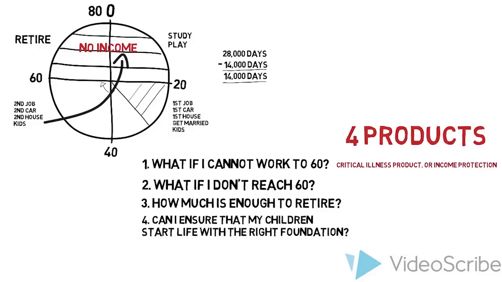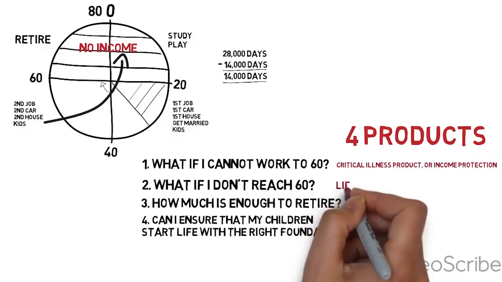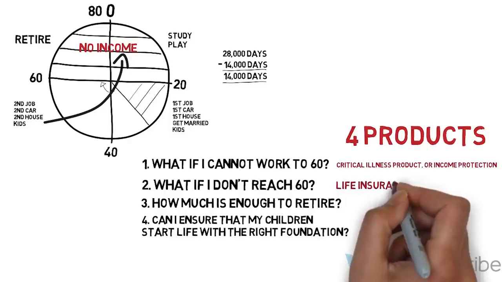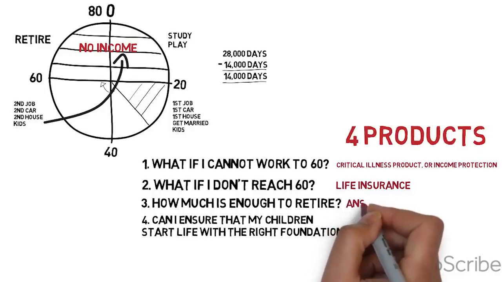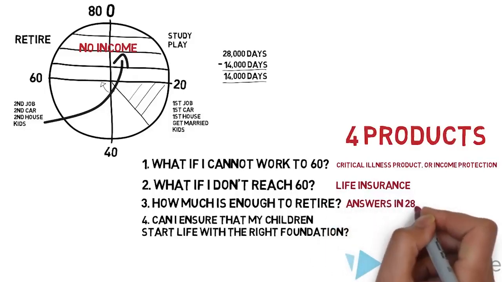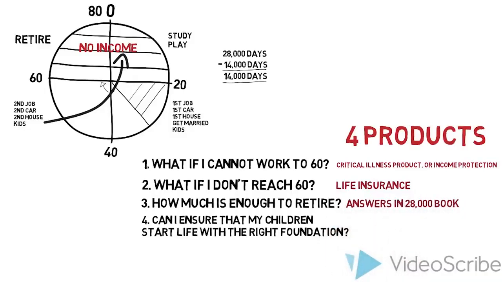Now, the only thing that can stop you from reaching 60 is in case you pass away. So for that, we have the product called life insurance. My third fear was, how much is enough to retire? Now, there are different formulas to answer this question. The book gives you answers to these questions as well.